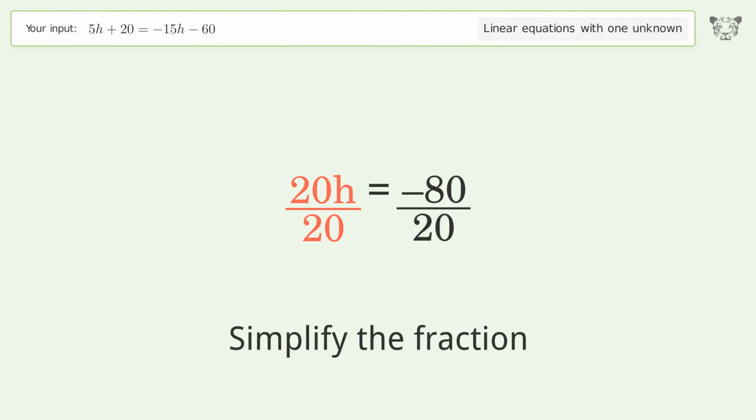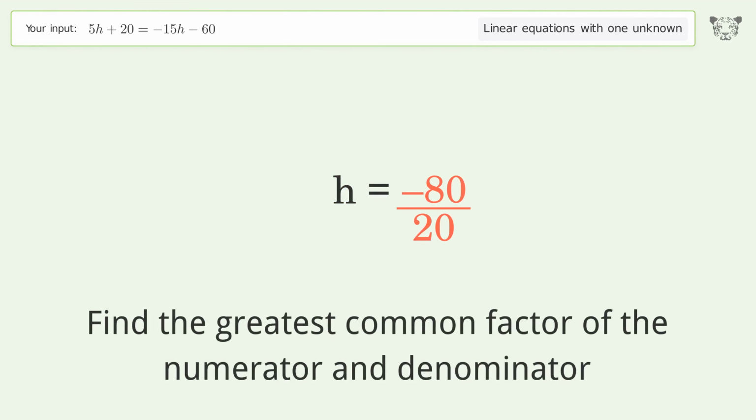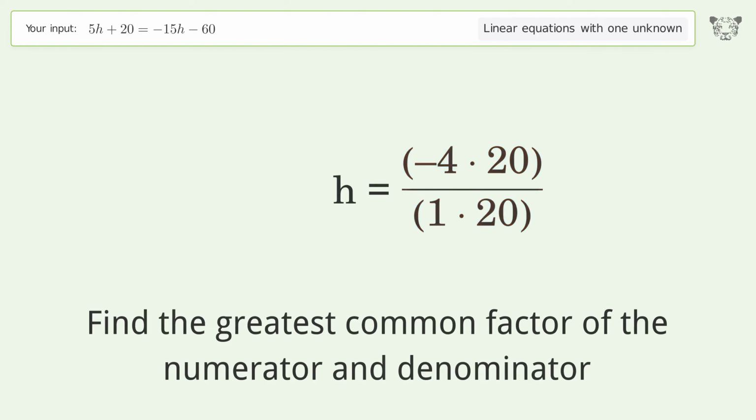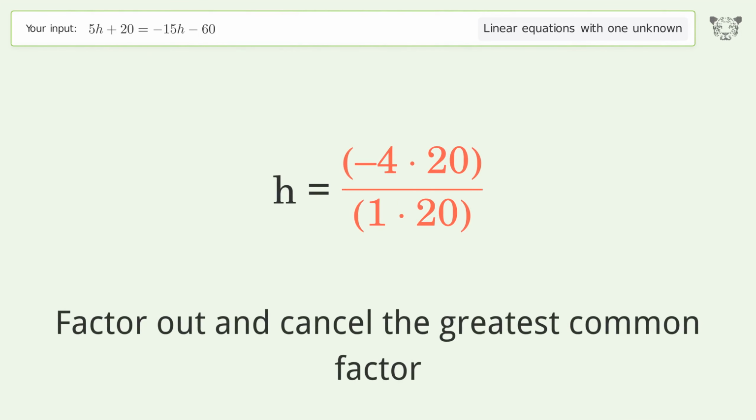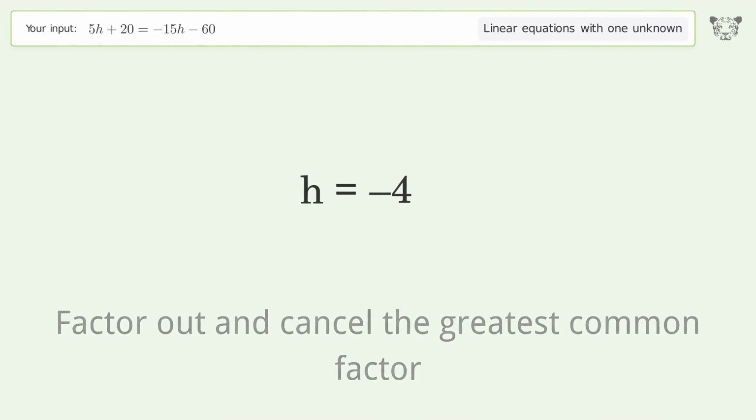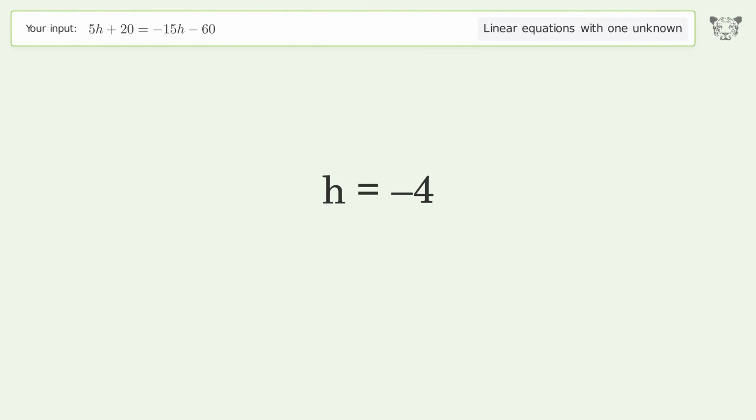Simplify the fraction. Find the greatest common factor of the numerator and denominator. Factor out and cancel the greatest common factor. And so the final result is h equals -4.